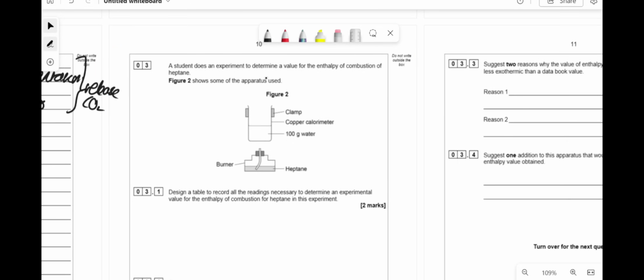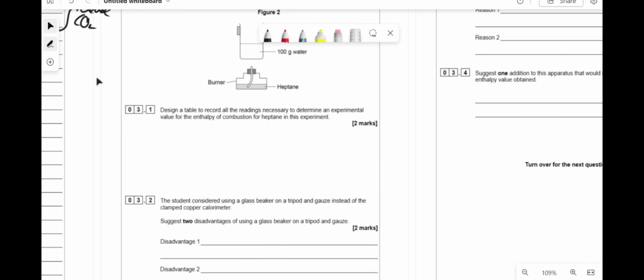Okay, so a student does an experiment to determine the value of the enthalpy of combustion of heptane, and here's some of the apparatus. You've got a burner, heptane, 100 grams of water, and so on. Design a table to record all the readings necessary to determine an experimental value for the enthalpy of combustion of heptane in this experiment.